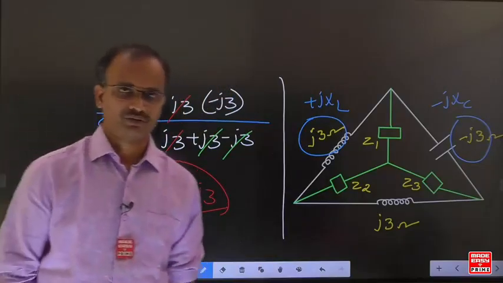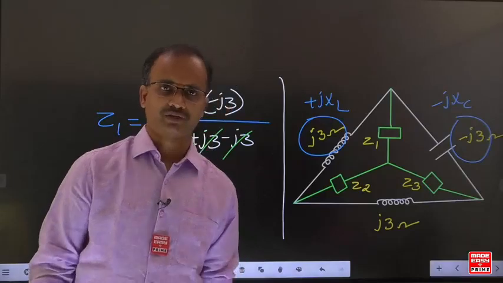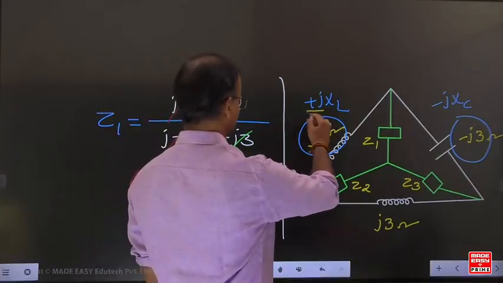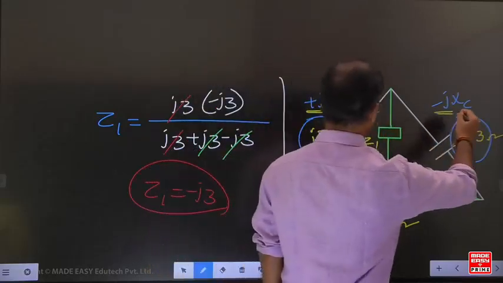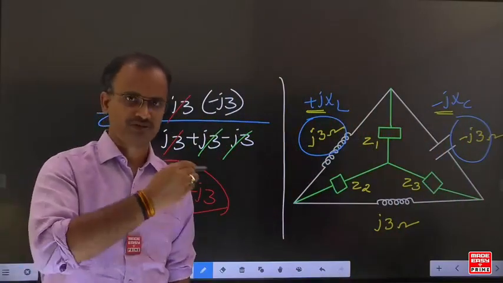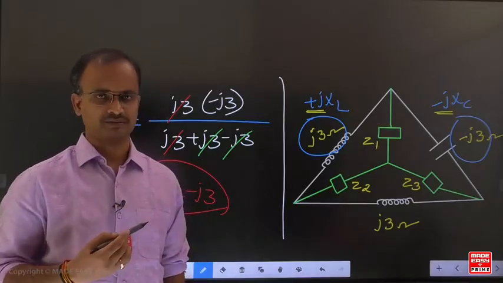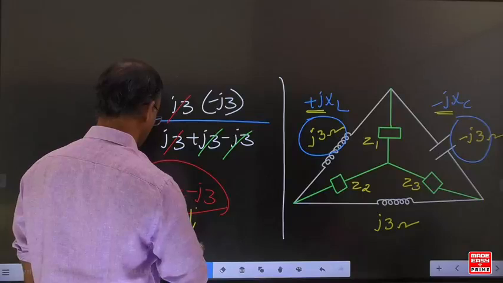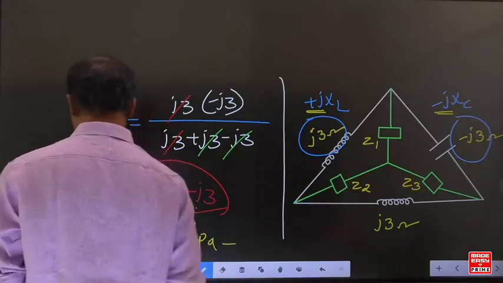In the options, they may ask the nature of the element also. Every time remember: plus J corresponds to an inductor, minus J corresponds to a capacitor. About this one, again we discuss very clearly in steady state AC circuits. Capacitor.